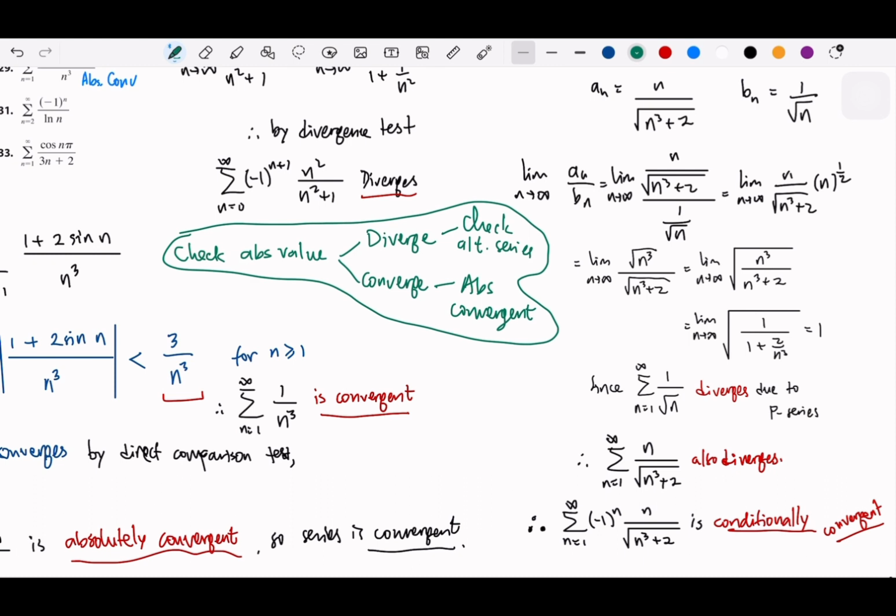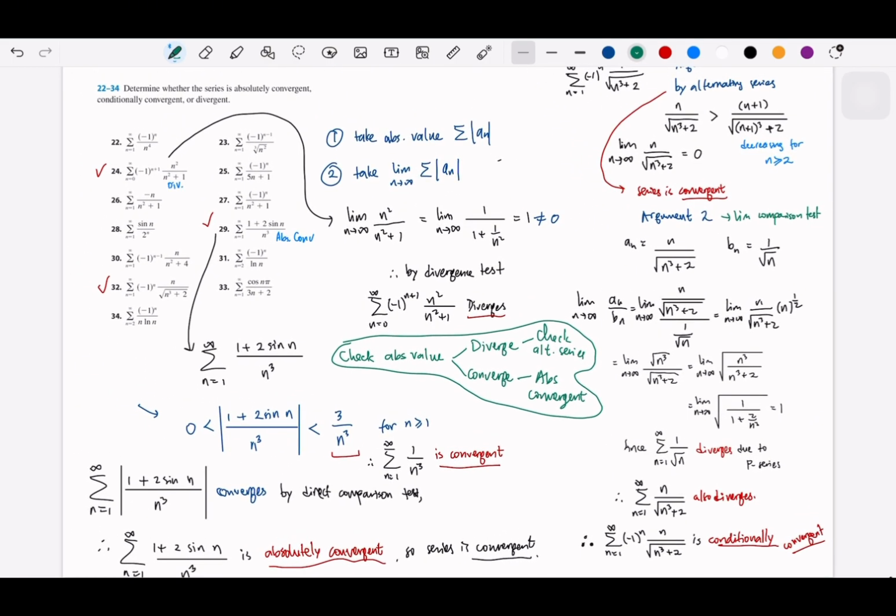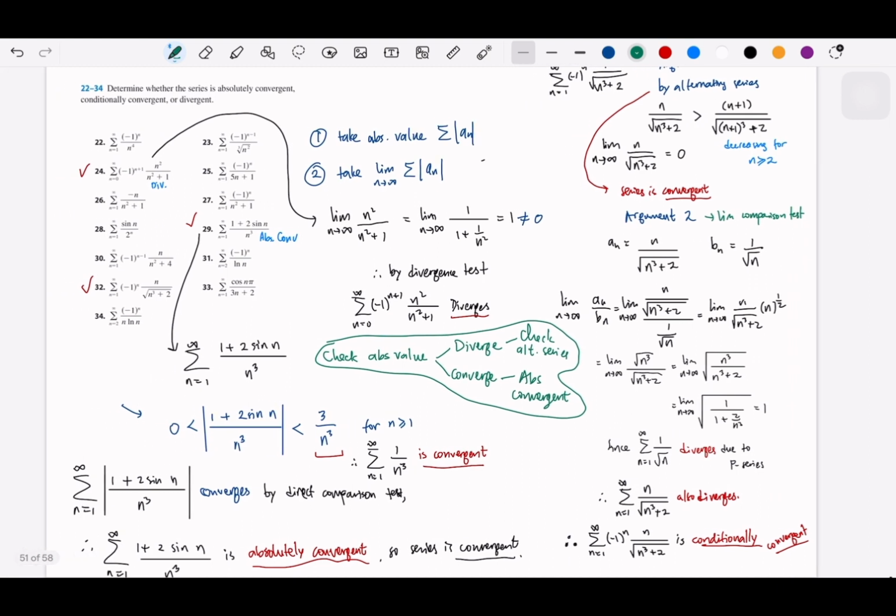Okay, because when you know how, and then you see the pattern, you will see that, oh, this should be using this test, and it will be, I think, quite fast. Okay, perhaps any questions first? Any questions? No? Okay.